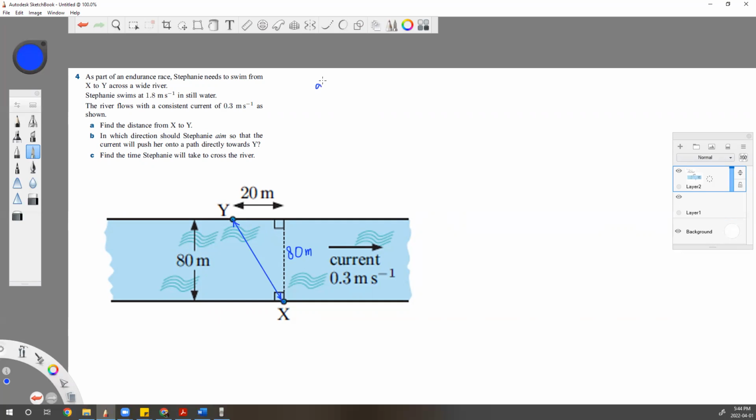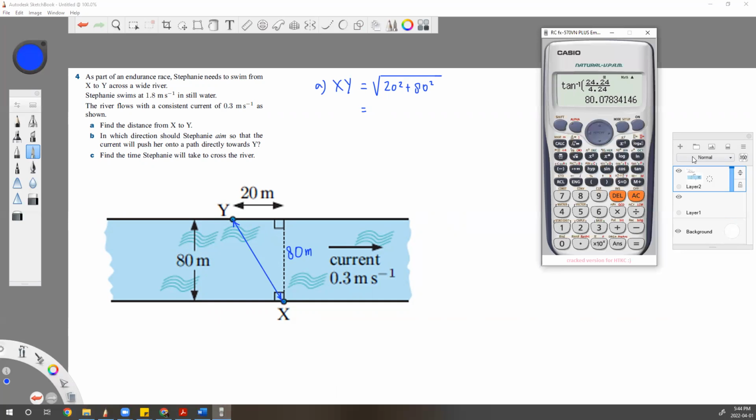The Pythagoras. That's right, Pythagoras rule. Cool. So XY equals the square root of 20 squared plus 80 squared. The number is big. 400 plus 1,600, 2,000, right?